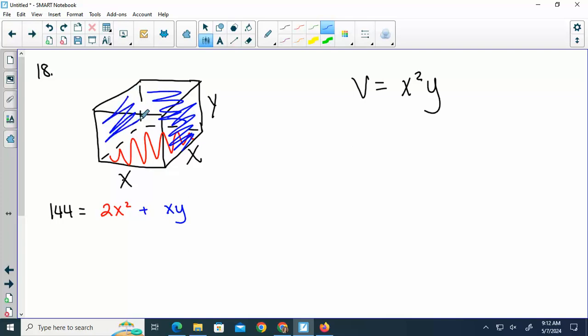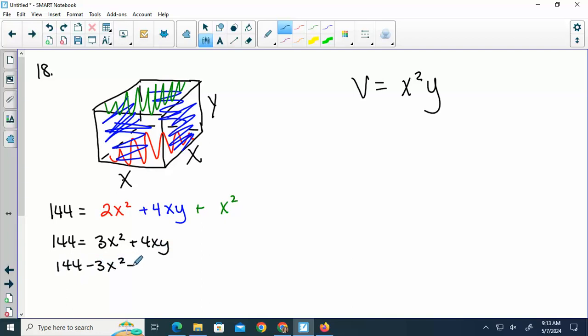This one, xy, and this one. So there's 4 sides, they cost $1 each. Could I just write 4xy? And then the top. What's the area of the top? X squared. How much does the top cost? $1. So it's 3x squared plus 4xy equals 144. For solving, probably easier to solve for y, so we can subtract over the 3x squared. And then we would have to divide by the 4x.